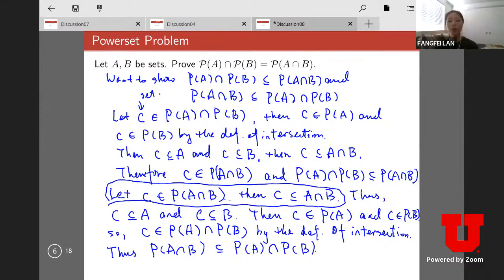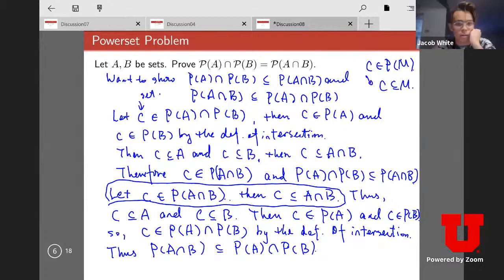So if C is in the power set of a certain set, and we don't consider this A intersect B thing, let's just say that C is in the power set of some other set, say M, then C is a subset of M. Does that make sense to you? Yeah, it does. Right, okay, then that's the same exact thing. Instead of using M, we just have A intersect B, which is still a set.